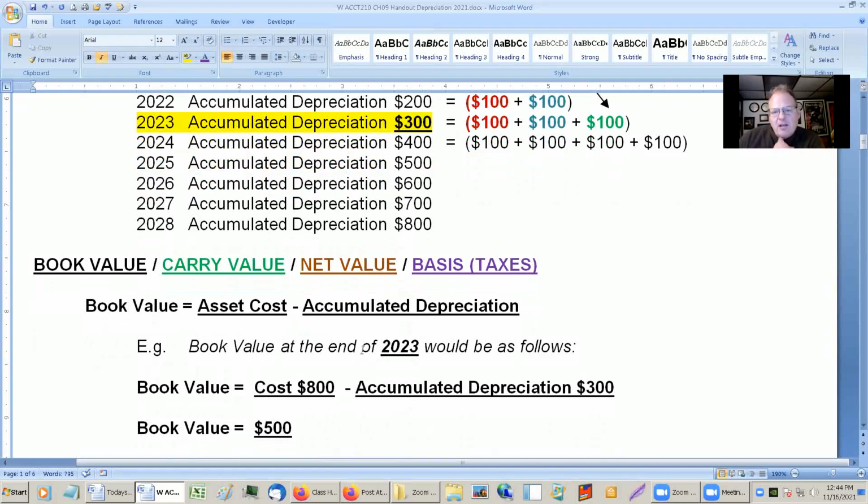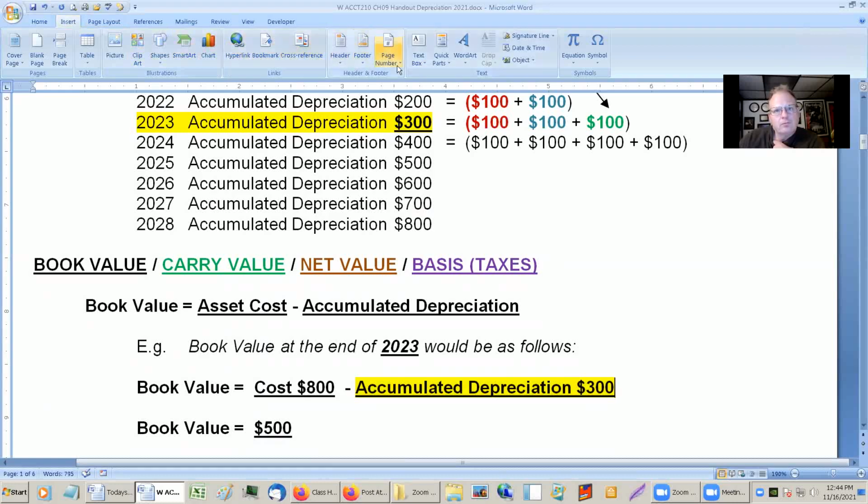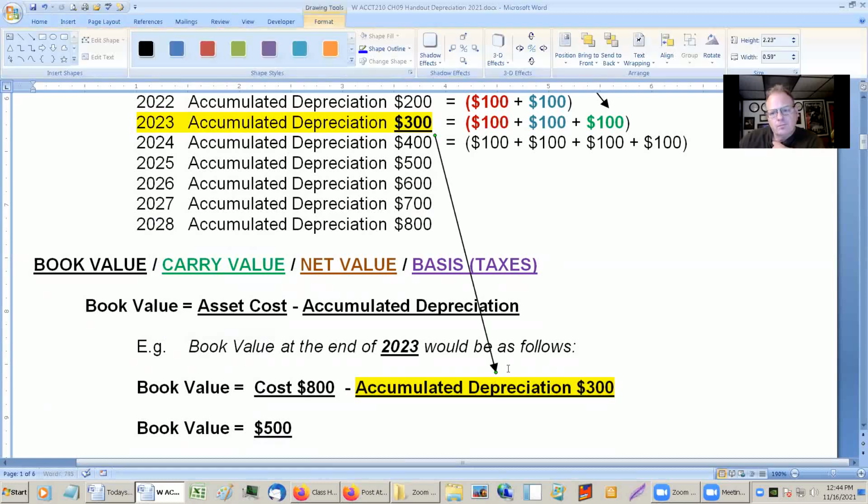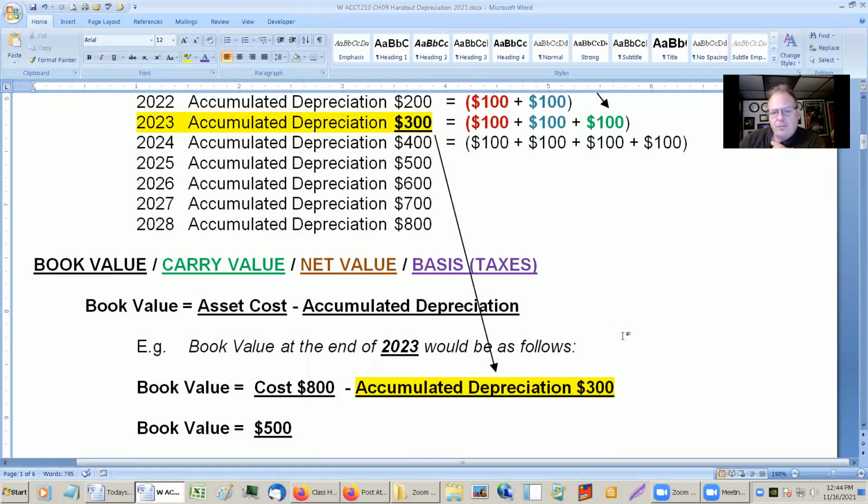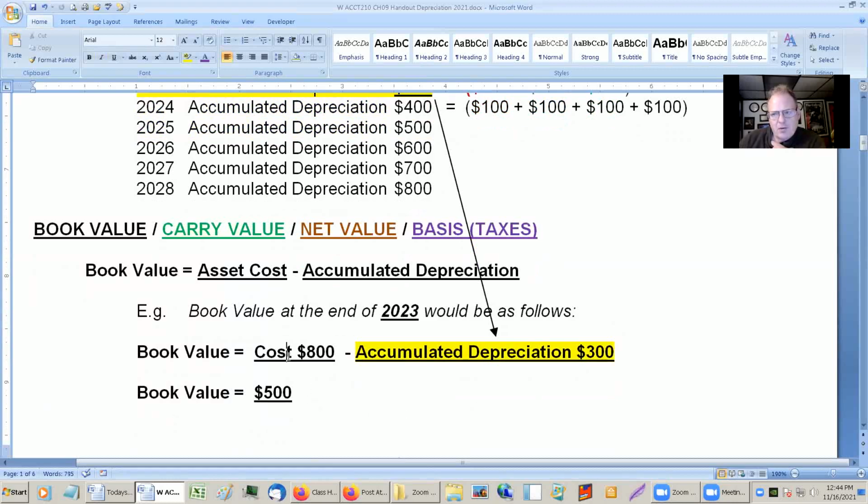So the book value at the end of 2023 would be as follows. The cost of the machine of 800. We have our accumulated depreciation, now 300. So this machine would be worth 800 minus the 300. So the book value would be 500.